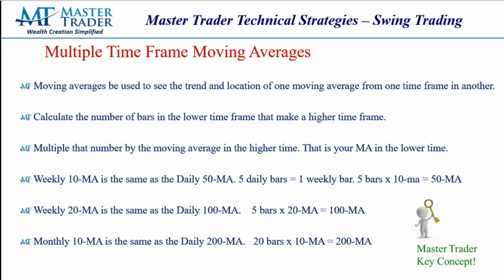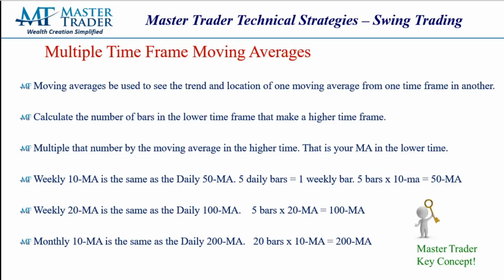So the weekly 20 MA is the same as a 100-period moving average on the daily. 5 bars times 20 equals a 100-period moving average. Now, you're probably already thinking, well, you didn't mention using a 100-period moving average on the daily time frame. Correct, because I know that the 20-period moving average is on the weekly, which I'm always going to be looking at, so I'm going to know where the 100-period moving average is on the daily time frame.